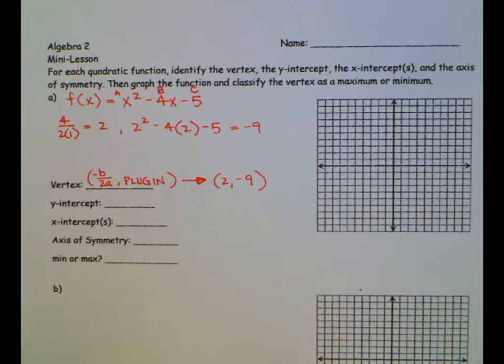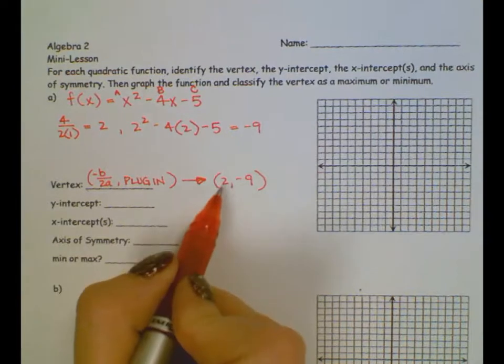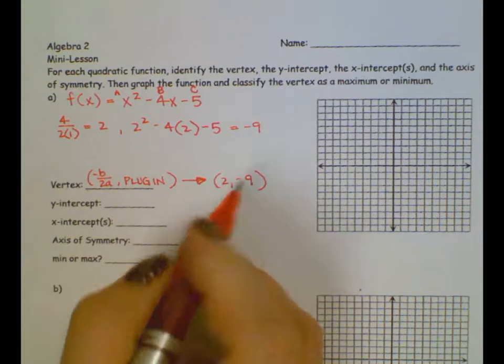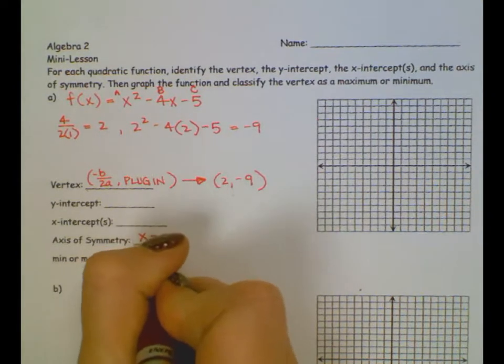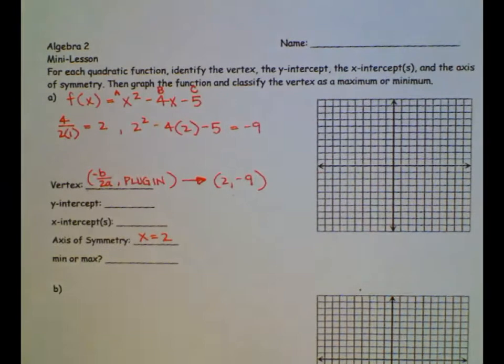Now, the other things are asking for the y-intercept and the x-intercept. Can't do those just yet because we have to graph first, but we can do the axis of symmetry. Remember, the axis of symmetry is this x coordinate right here in your vertex. So axis of symmetry is x equals 2.